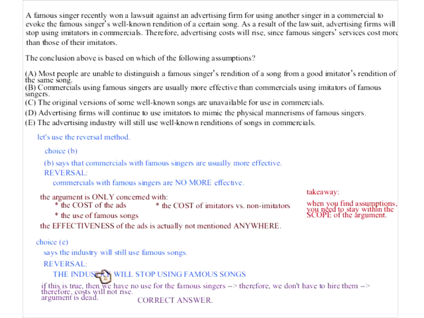What happens if the industry stops using famous singers? What happens if the commercials don't have any more effectiveness? Now you're no longer identifying unconscious assumptions. Now you're just saying what will happen if this is true, which is a much more normal human thought process than finding assumptions. So that's why this reversal method is such a powerful thing. So, there.